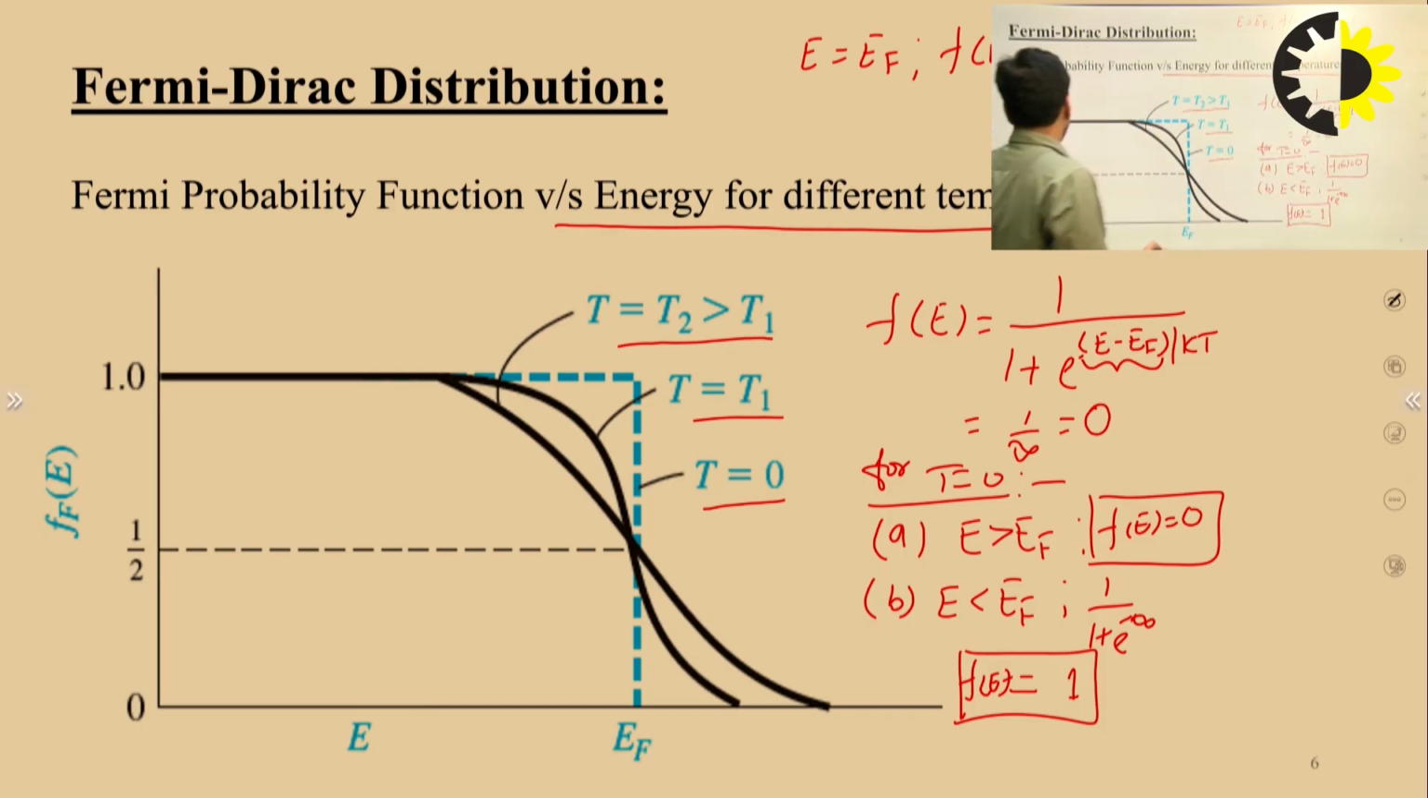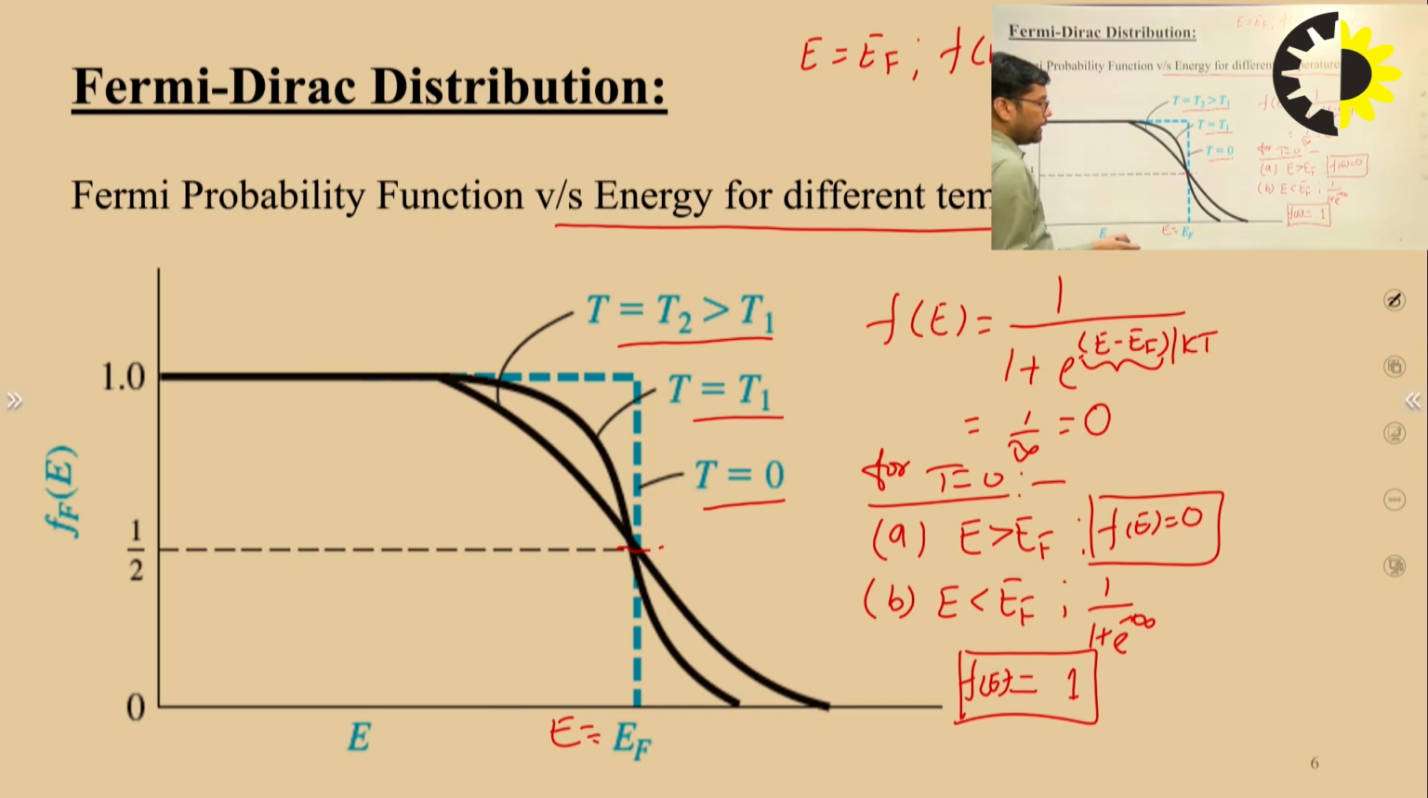You can see here, at E equal to EF, the value of the distribution is exactly equal to half. So at every temperature, at E equal to EF, the probability of occupation by electrons is always equal to half. That's why it passes through the half probability point, as you can clearly observe here, right? So as you increase the temperature beyond T equal to 0, as you can see.